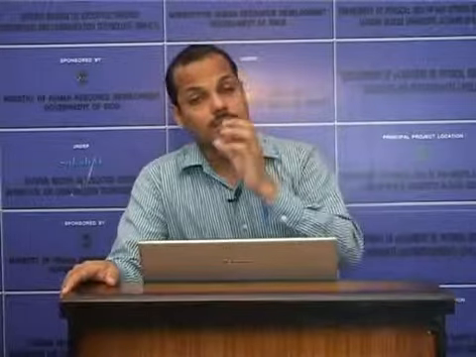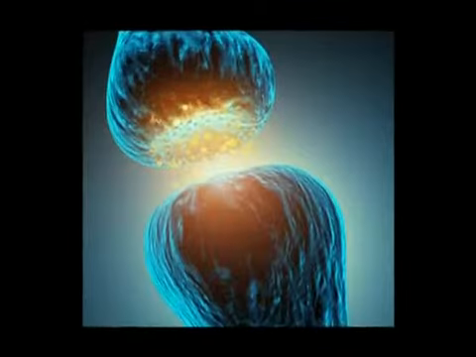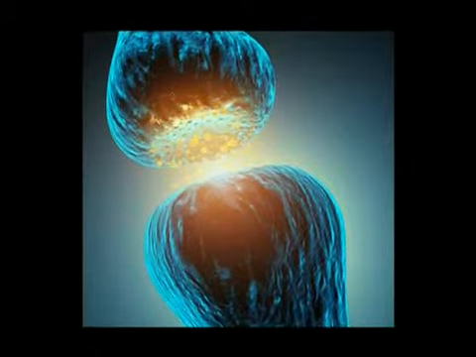In this session we will be discussing the basic structure of the nervous system, the basic component of the nervous system, that is the neuron. We will be discussing its anatomy, its function and the different types of neurons. Neurons are the basic functional unit of the nervous system. The nervous system contains billions of neurons.